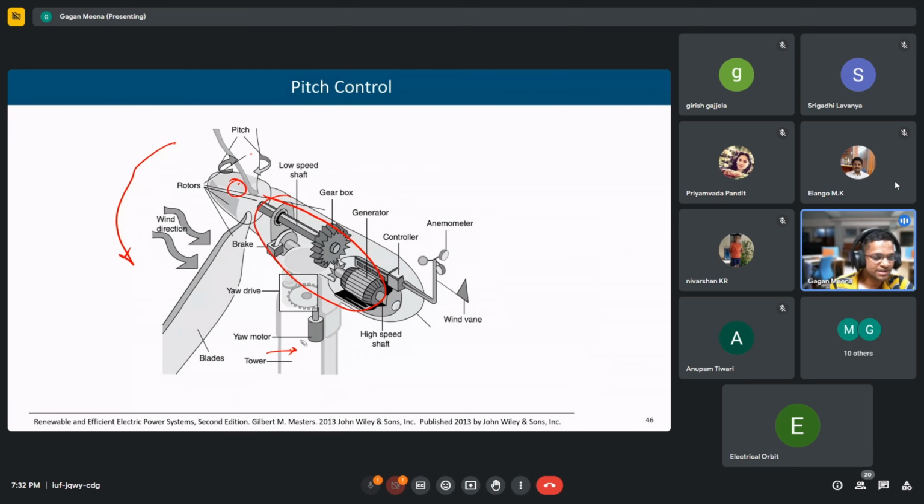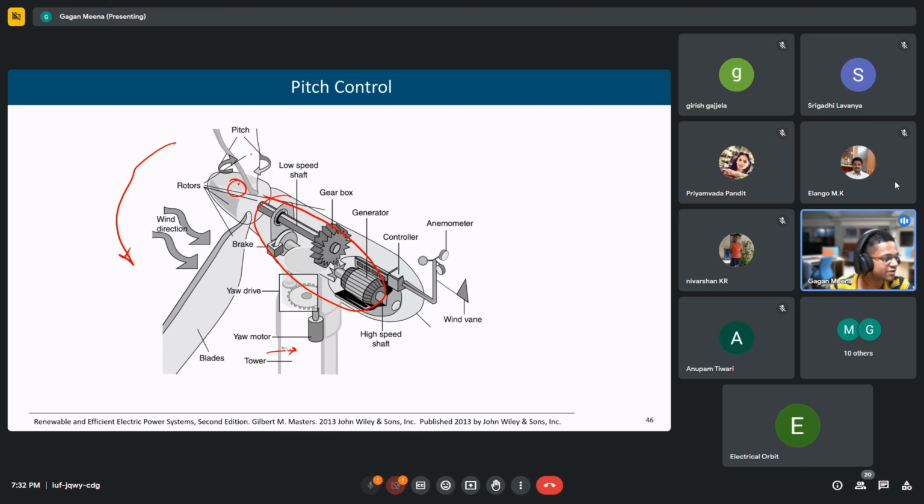So this is done by this yaw motor. If suppose the wind direction is changing, the entire turbine can move over the tower in the direction of wind. If it is not in the direction of wind, then it cannot generate. So that is done by the yaw motor.